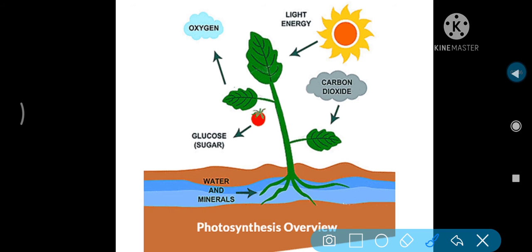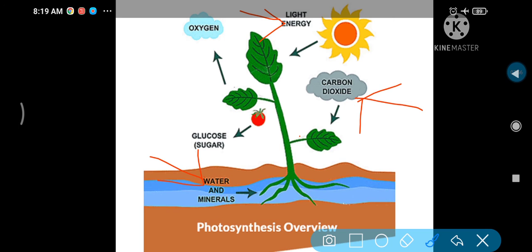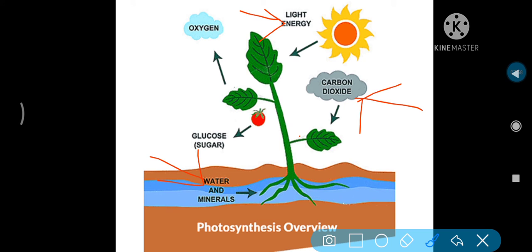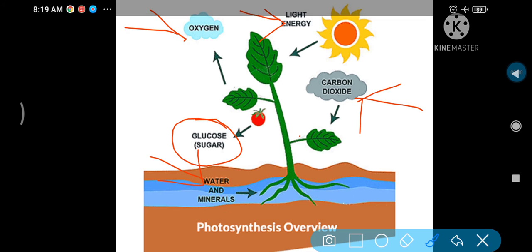Let us discuss what plants need to prepare its food. Water, carbon dioxide, and light energy or sunlight. After plants prepare its food, which is in the form of glucose or sugar, it gives glucose and oxygen.